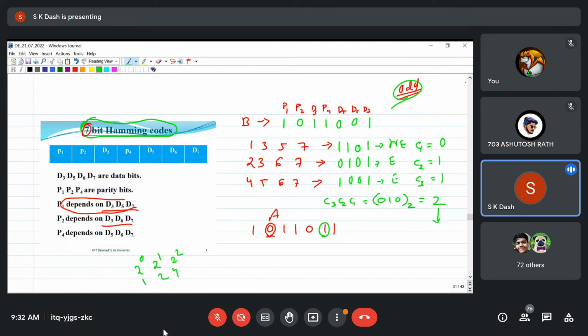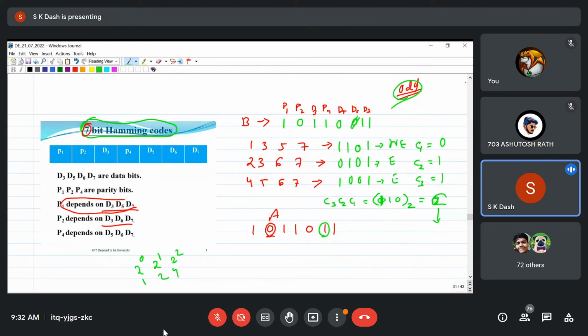So if I write 1 1 0, what is the decimal equivalent? The decimal equivalent will be 6. That means error is there in the 6th position, and we need to rectify this. So it needs to be 1. In this way we can find out whether there is an error or not.